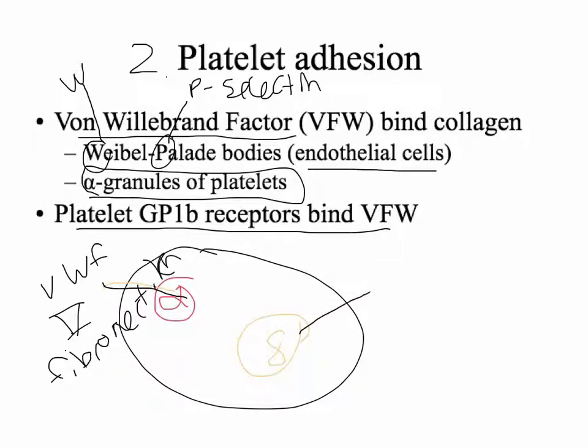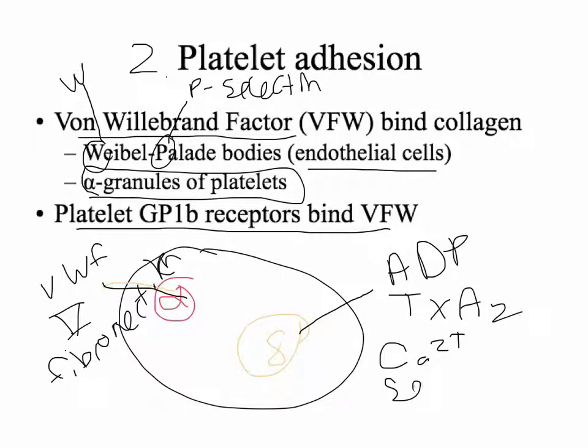And then for dense granules, there are two main things you want to remember that they have in them. The first one is ADP. The second one is thromboxane A2. They also contain calcium, which is important. And they contain serotonin, and also epinephrine. But the main things you want to remember are ADP and thromboxane A2.